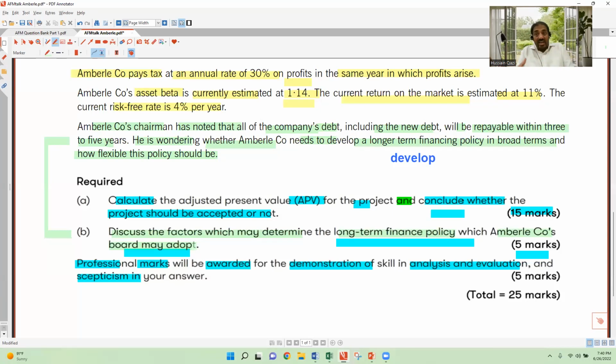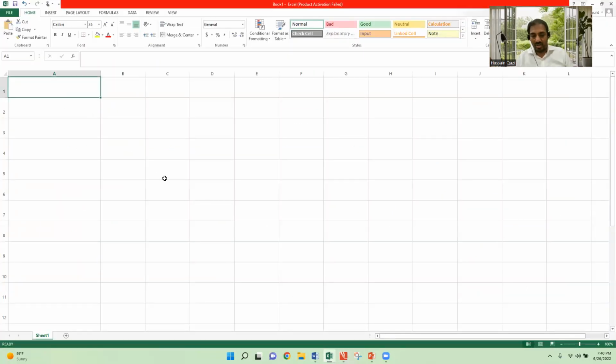What factors? We are not here to discuss developing the long-term policy. No, here it is about the policy related to the debts. What factors need to be considered? 5 marks. This is the question. So definitely, if you are sitting in the examination hall, the very important thing is that you have to start your question with the calculation. That is part A.